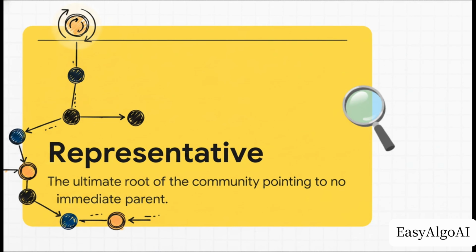Before we go any further, it is absolutely crucial that we distinguish between someone's immediate parent in the graph and the ultimate representative of their whole community. A person's parent is just the very next node they point to in the chain, but the representative, that's the ultimate root node at the very top of that entire chain. The representative is literally the one person in the community who points to absolutely no one else but themselves.